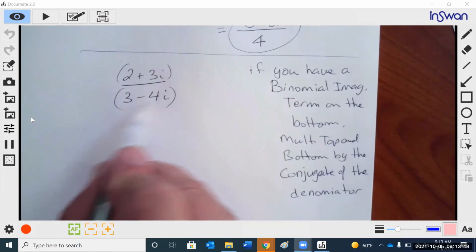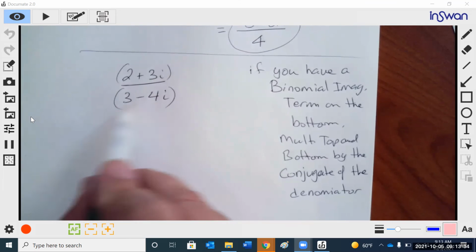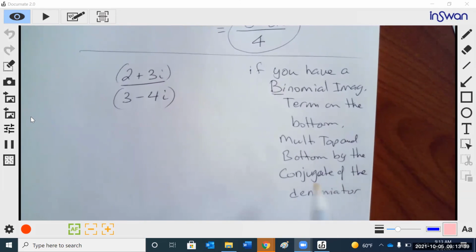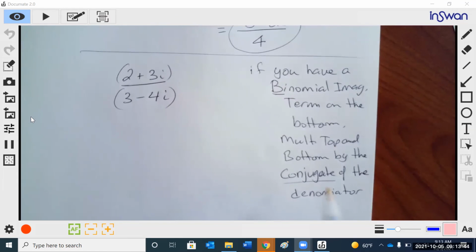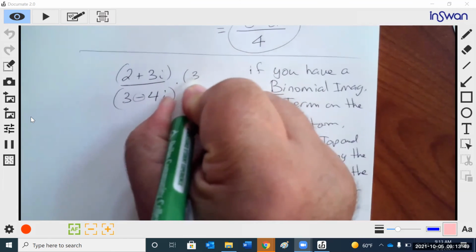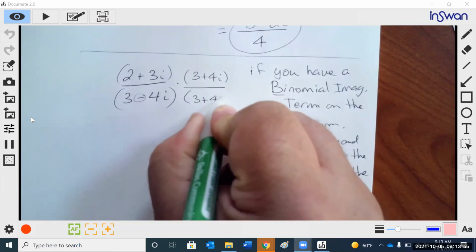So if you have a binomial on the bottom, notice we always look at the bottom. If it has imaginaries, always look at the bottom number. If it's a monomial, just multiply it by i, top and bottom. But if it's a binomial, it has two terms. Bi means two. Multiply by the conjugate. What's the conjugate? Remember how we find the conjugate? Yeah, we just change the sign between them. So it becomes 3 plus 4i, 3 plus 4i.